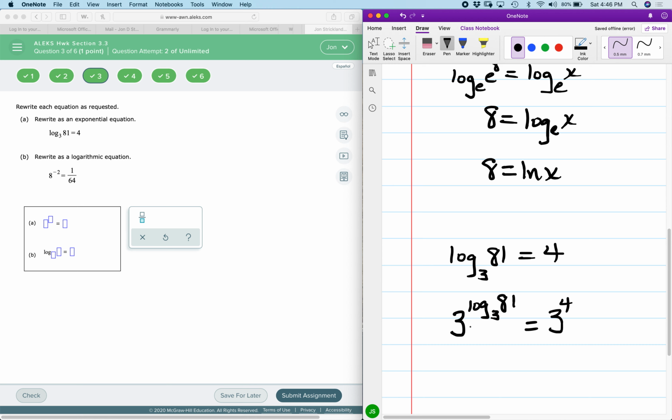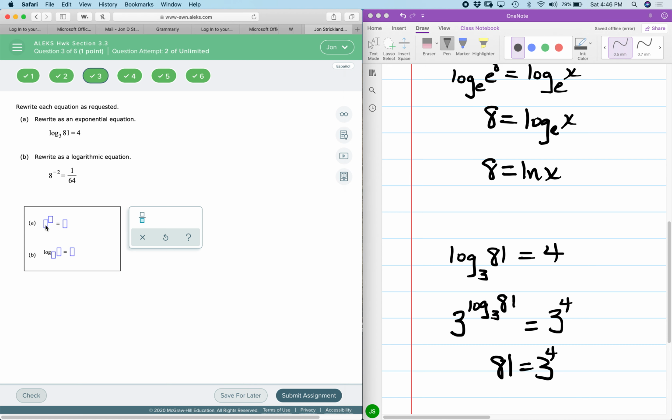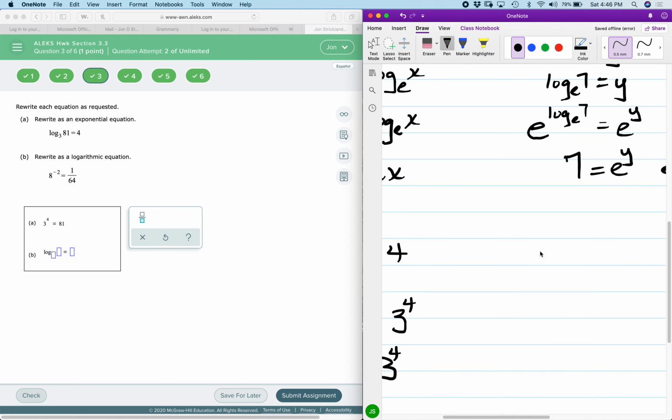So in this case, I have the base 3 logarithm of 81, which goes to 81. And we have 81 is equal to 3 to the 4th, or 3 to the 4th is equal to 81. And for the next item, we have 8 to the negative 2 is equal to 1/64.